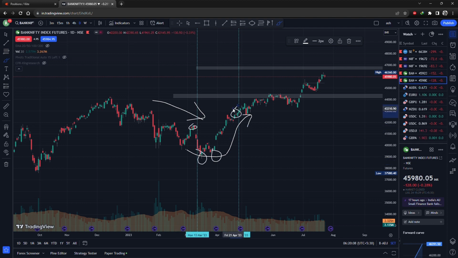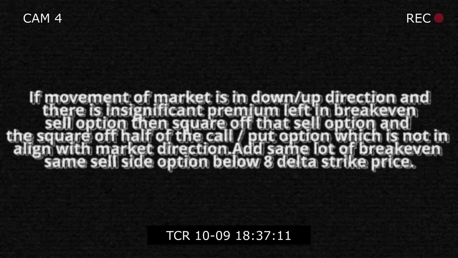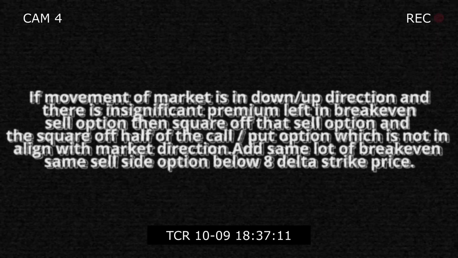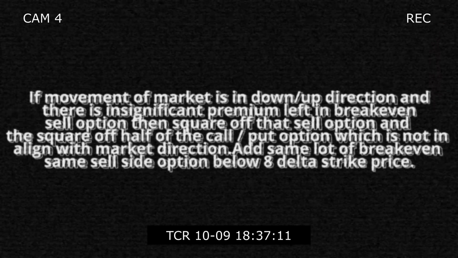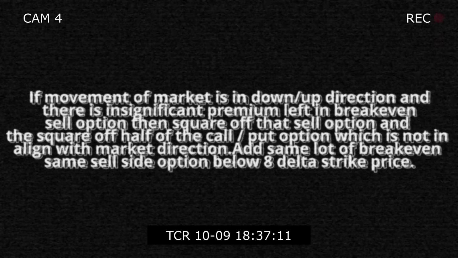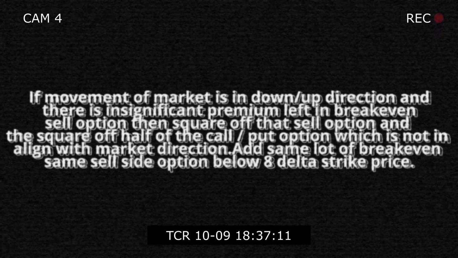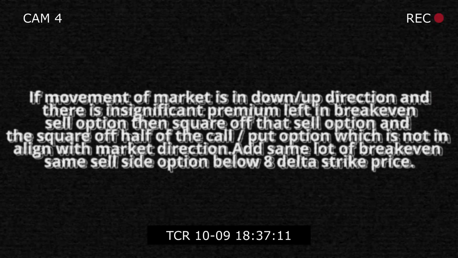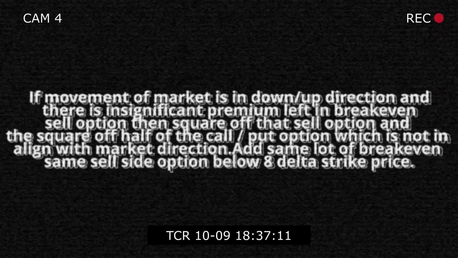Before moving any further, let's quickly recap the rules of adjustment mentioned in part 1 of this strategy. Our first rule is, if the market moves in a down or up direction and there is an insignificant premium left in the break-even sell option, then square up that sell option and square off half of the call or put option which is not in line with the market direction, at the same lot of the break-even sell side option below 8 delta strike price.